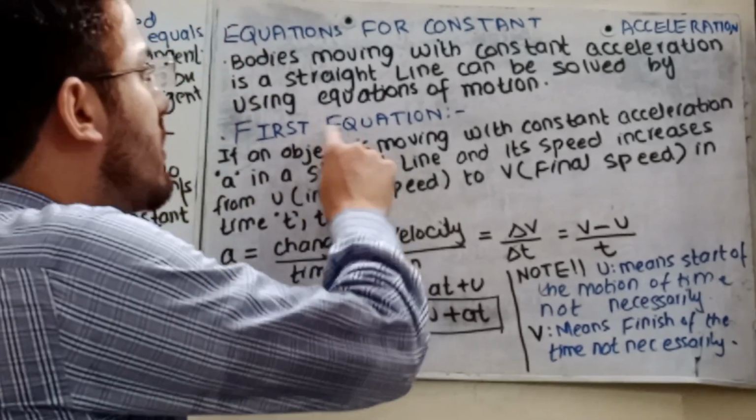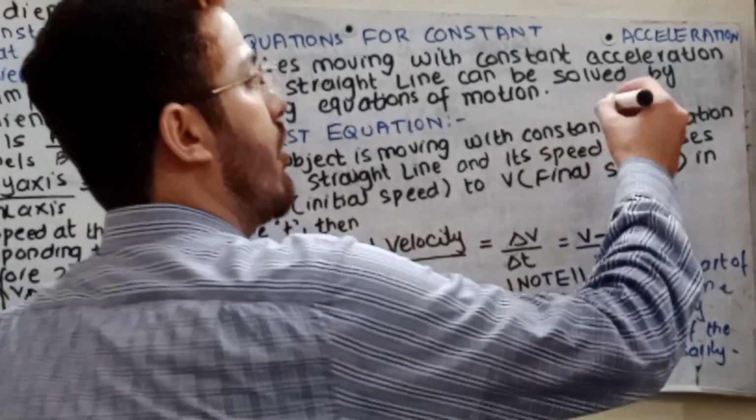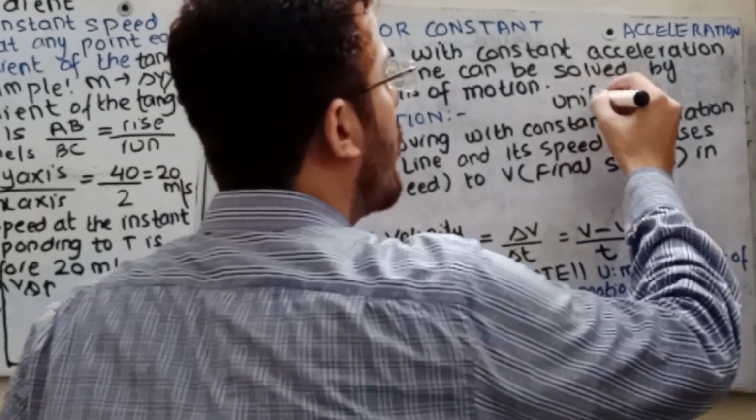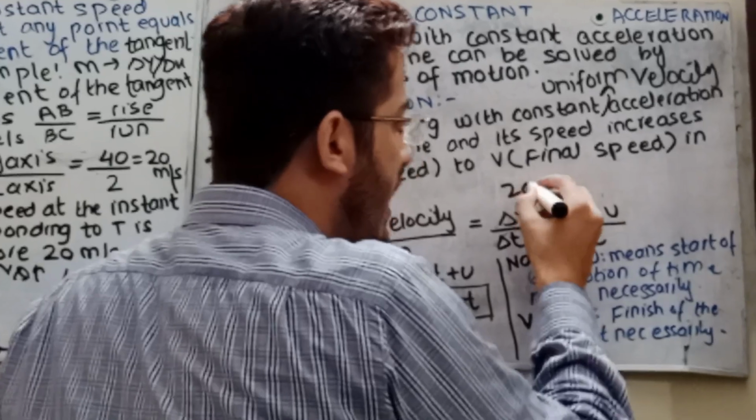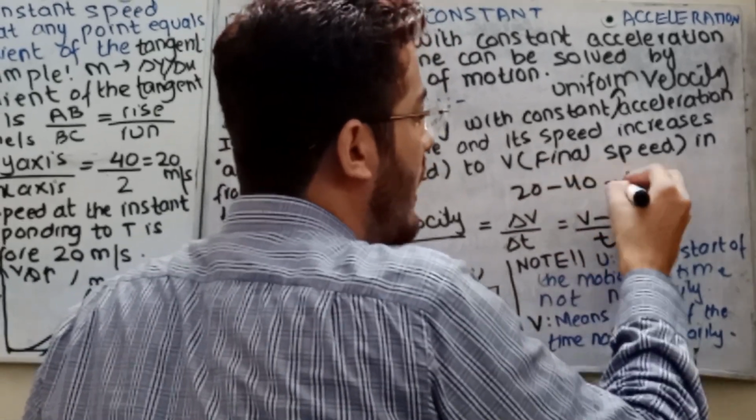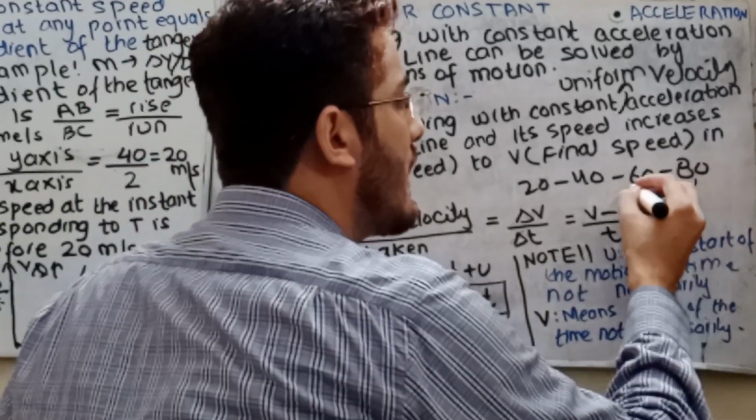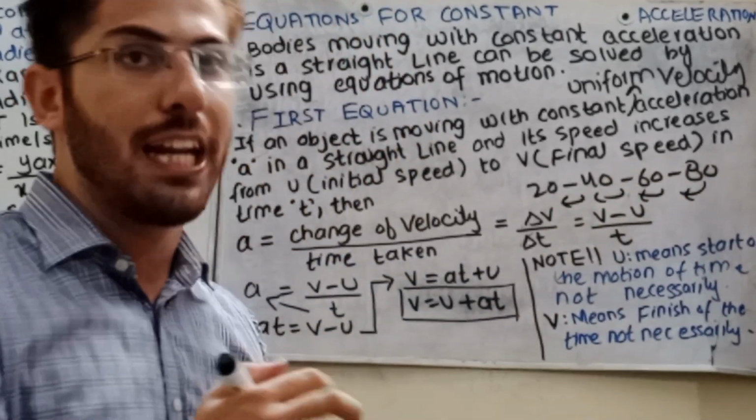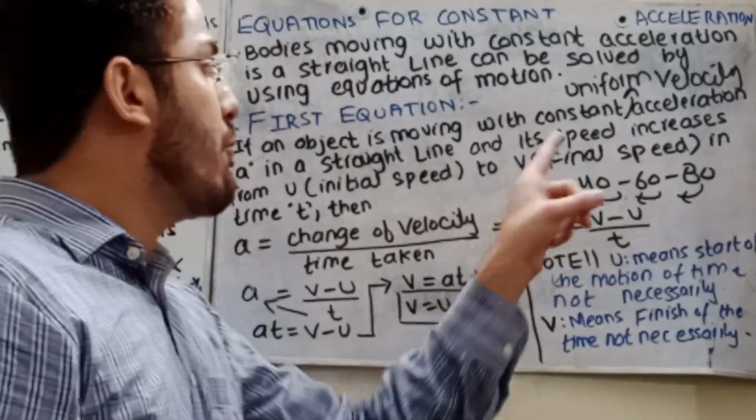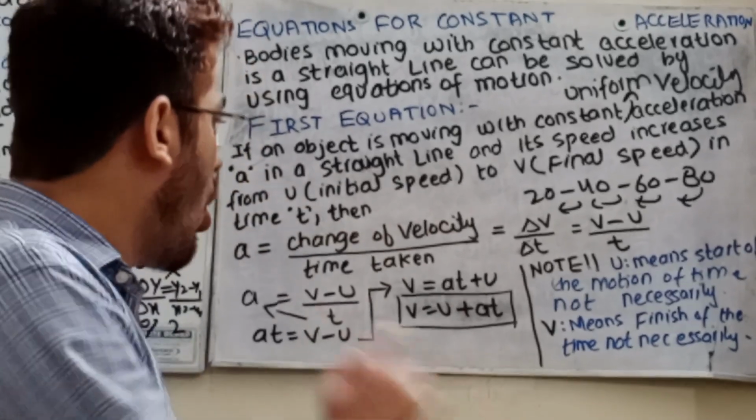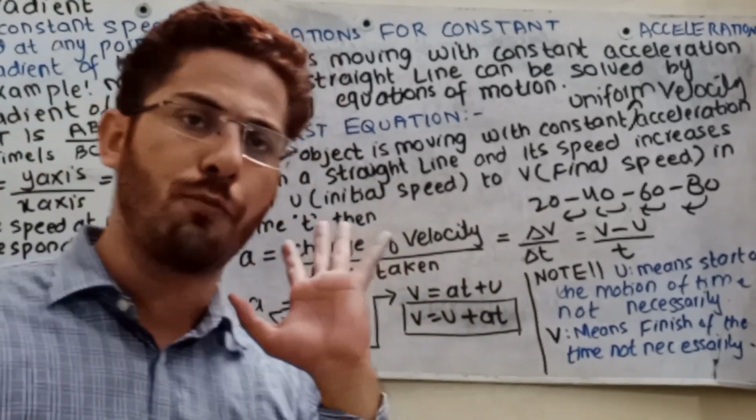Now, first equation: if an object is moving with constant acceleration, it means uniform velocity. What does it mean? Uniform velocity means the change is fixed: 20, 40, 60, 80, either increasing or decreasing. Do remember my word, but in a straight line, and speed increases from u, which means initial speed, and v stands for final speed, and time. Now we need to apply this formula, student. You don't need to memorize it, just understand and apply the formula.